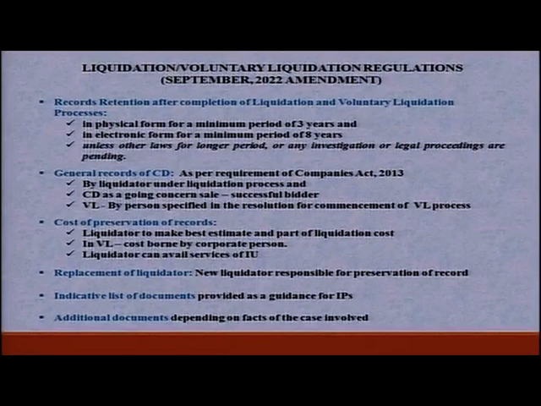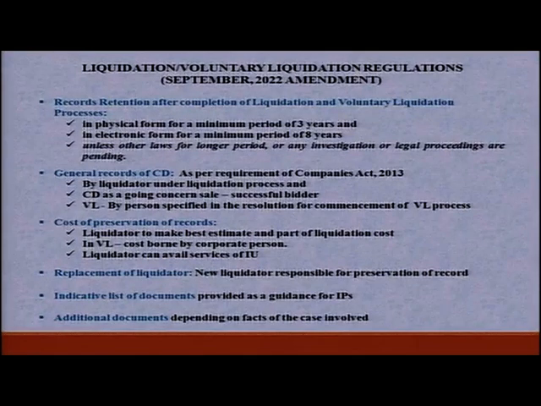Cost of the preservation of records. The liquidator has to make the best estimate, since it is for 3 years in physical form and 8 years in electronic form. So he will make the best estimate of the cost, and this cost will be included in the liquidation cost. But for voluntary liquidation, this cost shall be borne by the corporate person itself. And the liquidator can also use the IU services for preservation of records on payment of certain fees.